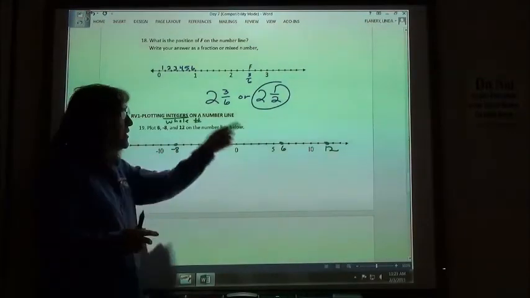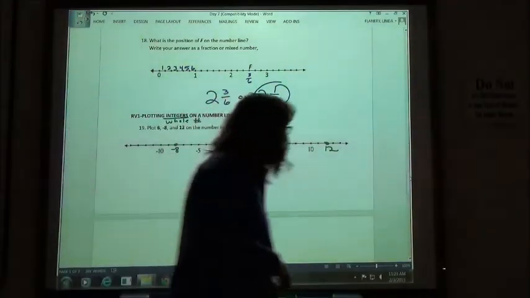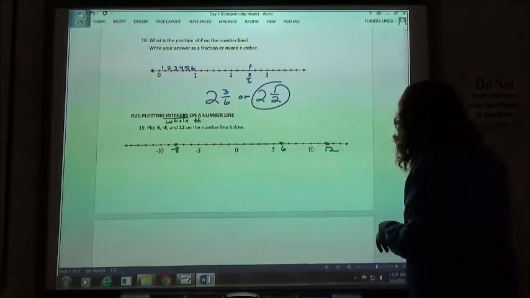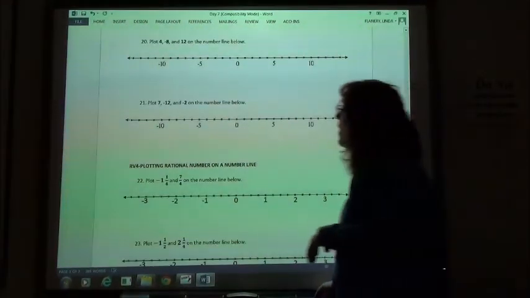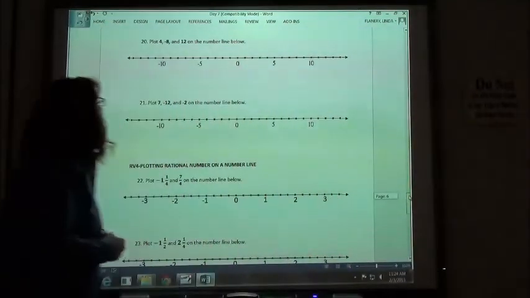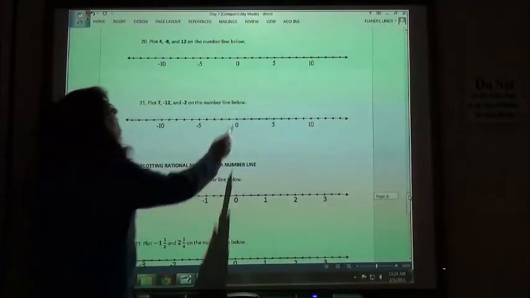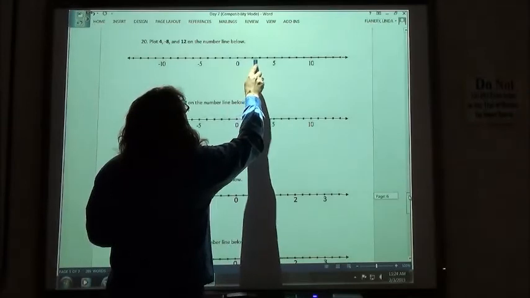You're just going to have to put the dots on the number line when you do it on Alex, but I thought I'd label them. Number 20, plotting my integers on my number line. So +4, 4 to the right. 1, 2, 3, 4.